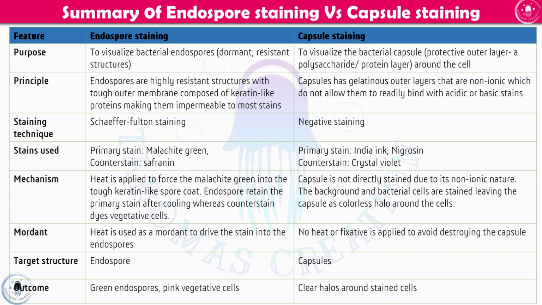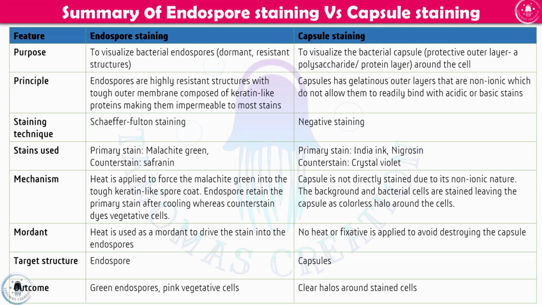As for the mechanism, in endospore staining, heat is applied to force the malachite green into the tough keratin-like spore coat. Endospores retain the primary stain after cooling, whereas the counterstain dyes the vegetative cells, which appear pink. For capsule staining, the capsule is not directly stained due to its non-ionic nature. The background and the bacterial cells are stained, which leaves the capsule as a colorless halo around the cells.